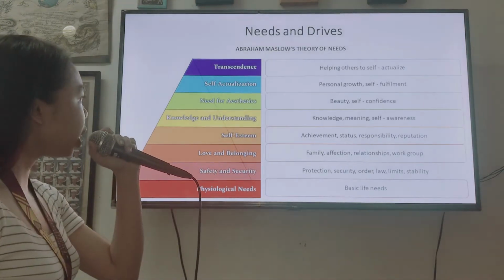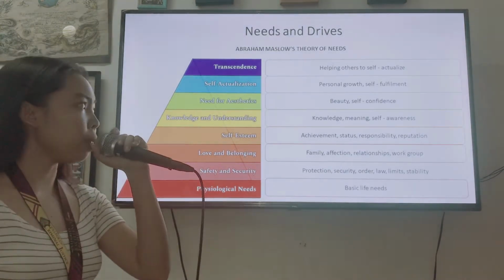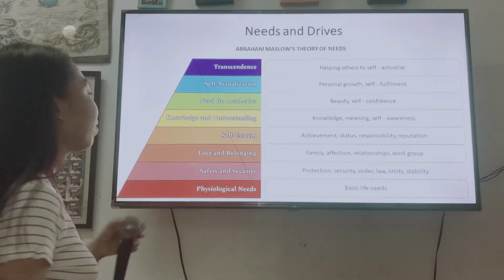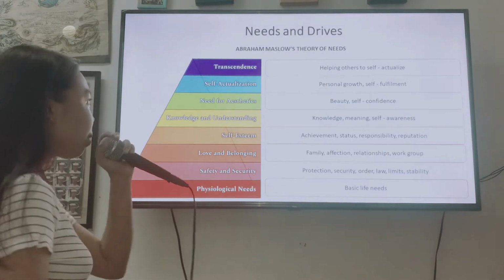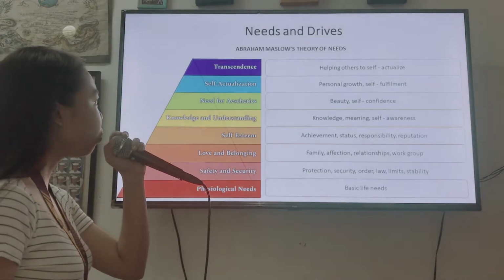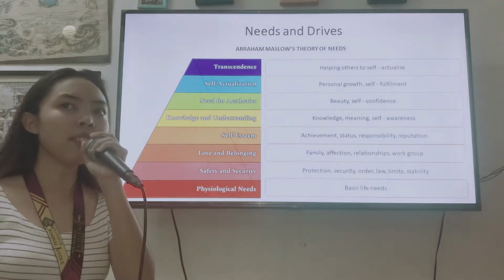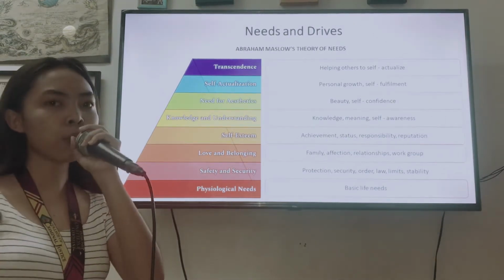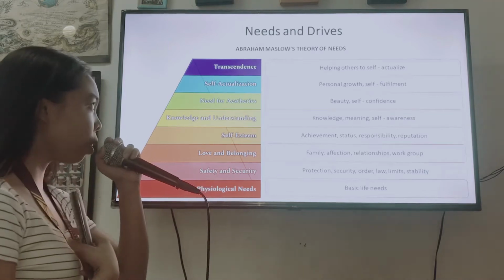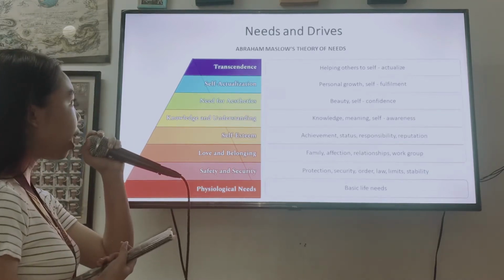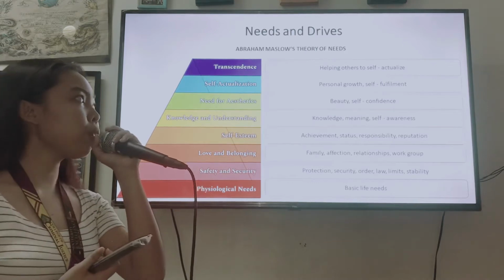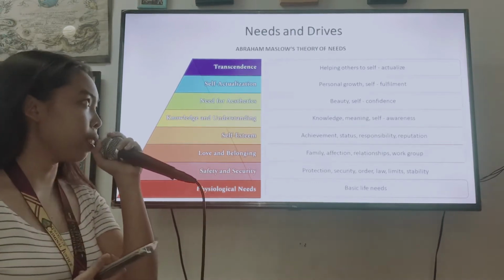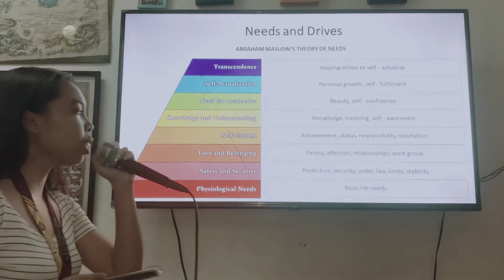Next is the knowledge and understanding. It means the meaning or self-awareness of who we are and understanding others. Next is the need for aesthetics. Aesthetics means beauty, and it means self-confidence as a person. Next is the self-actualization. It means personal growth and self-fulfillment. And lastly is the transcendence, helping others to self-actualize.